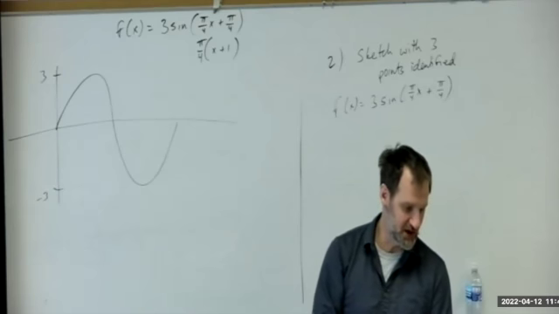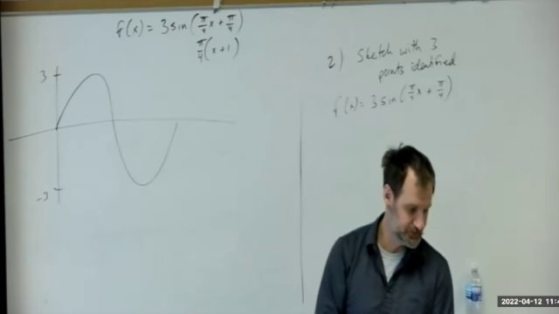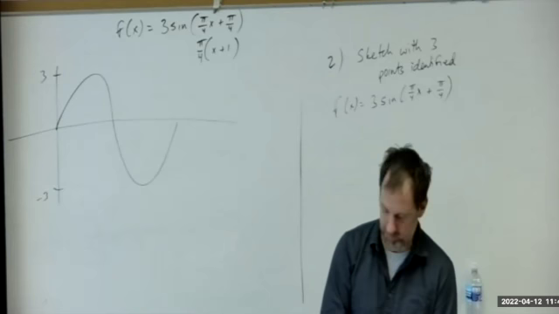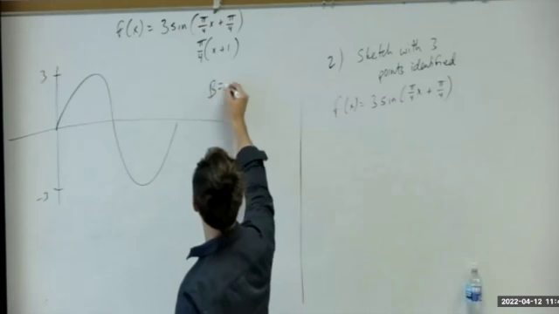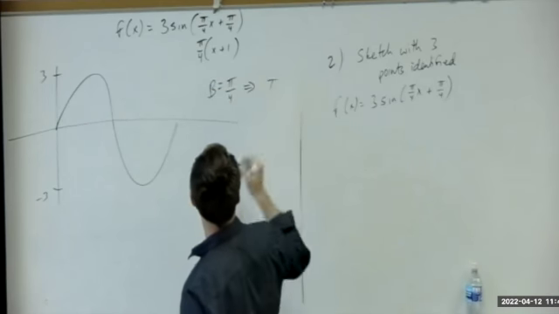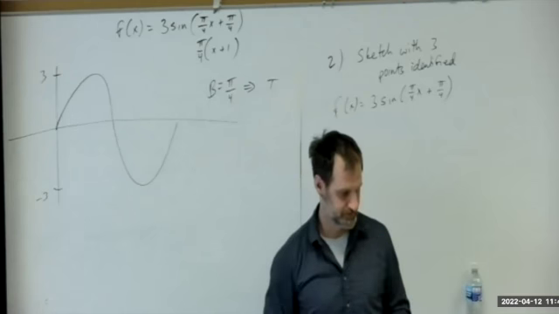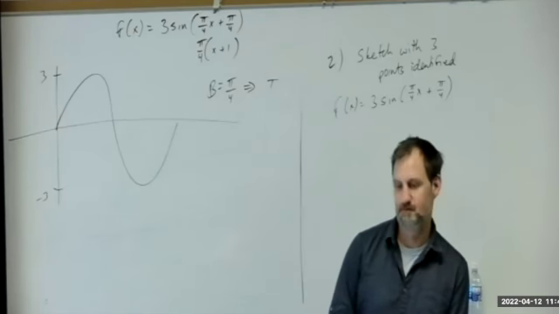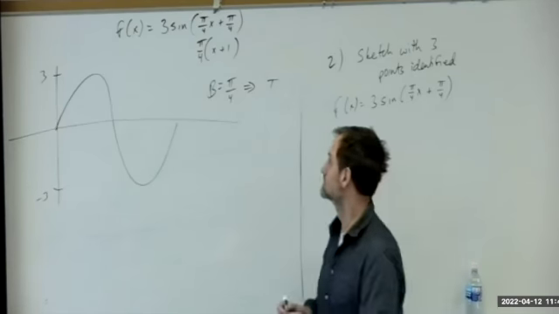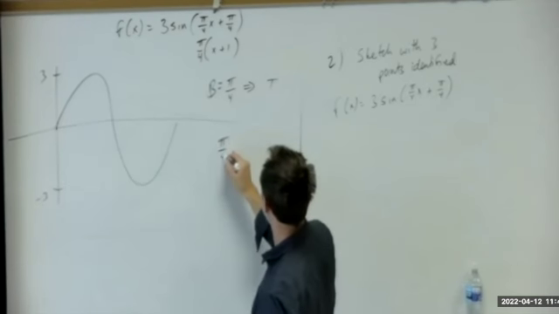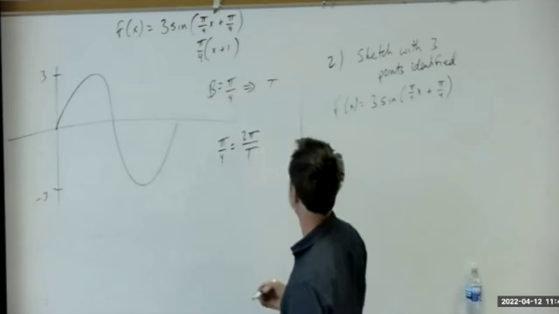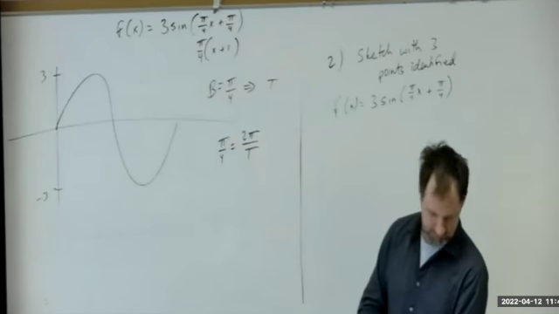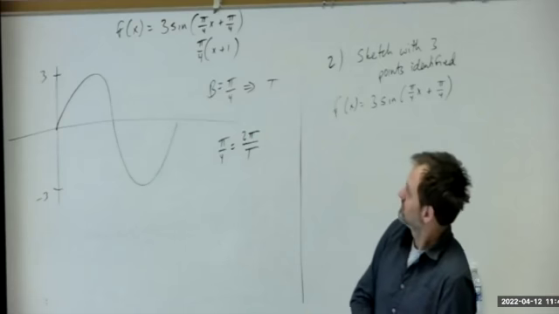So where would you start with your horizontal analysis? With B, let's start with pi over 4. Pi fourths. What does that mean about the period? Two pi. So it's 2 pi over pi over 4, right? So it's 4 pi over pi. So the period is 4.